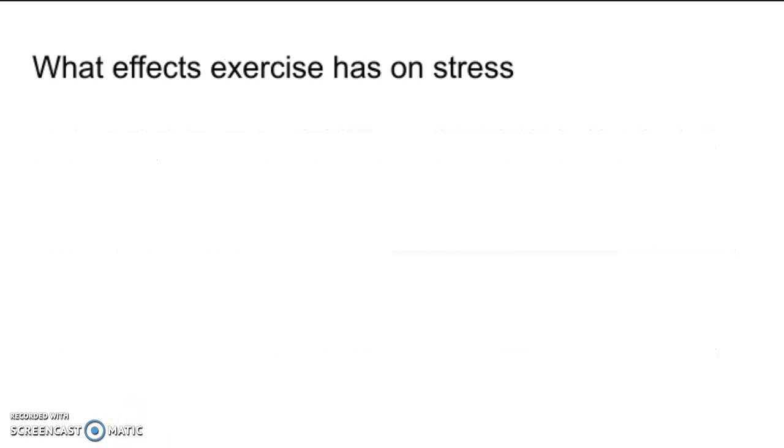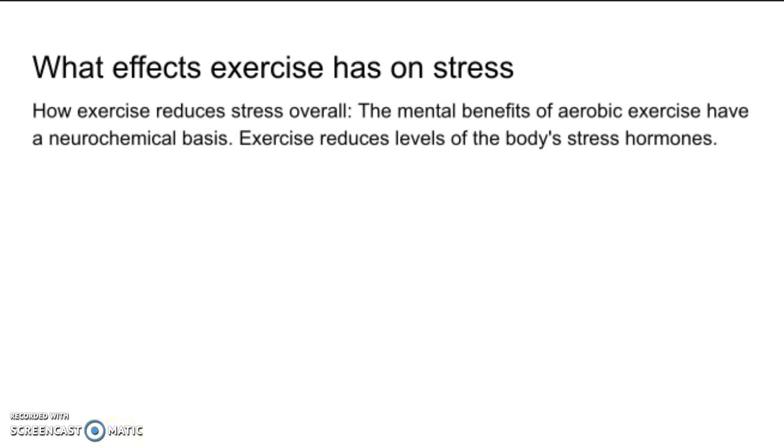Moving on to our last objective, we can see what effects exercise has on stress. Now, in an article written by Harvard Medical School, it's seen that the mental benefits of aerobic exercise have a neurochemical basis. Exercise reduces levels of the body's stress hormones and can be seen to stimulate the production of endorphins, which are the chemicals in the brain that are mood elevators or can be seen as the body's natural painkillers.